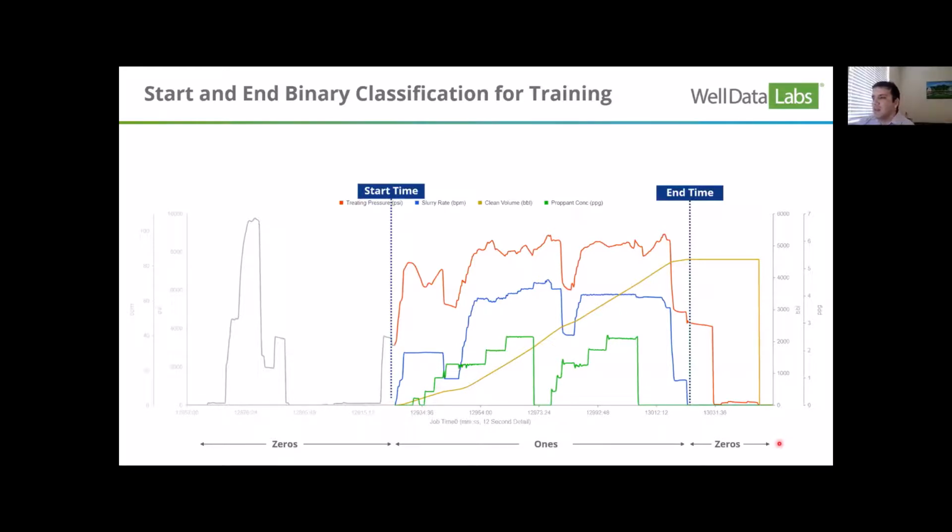Depending on the operator, or depending on the company, they will have different selections of the start time. Some people will start earlier, some people will start later. Same with the end time. Some operators get here when the slurry rate goes to 0. Some operators want to see the whole file. So for this case, we decided to go where the slurry rate starts and where the slurry rate ends. We are able to retrain this algorithm for another operator that would have different selections of start and end time.